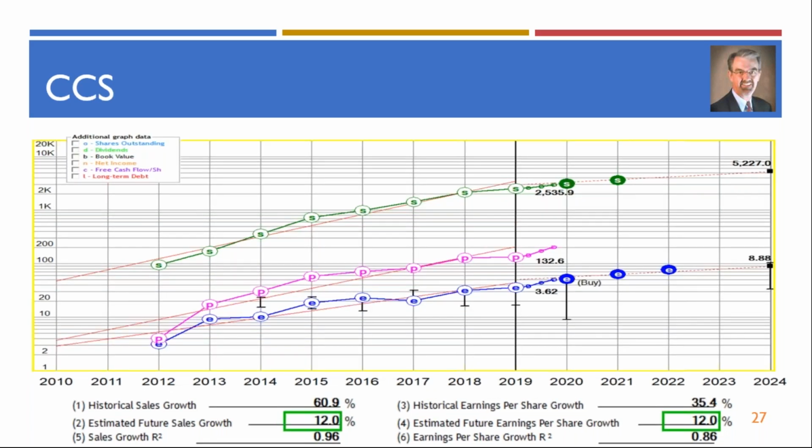And this is Century Communities, and yeah, you might not have even noticed that I changed the slides. They have a very similar growth trajectory. Century Communities is a little bit bigger at $2.5 billion last year.